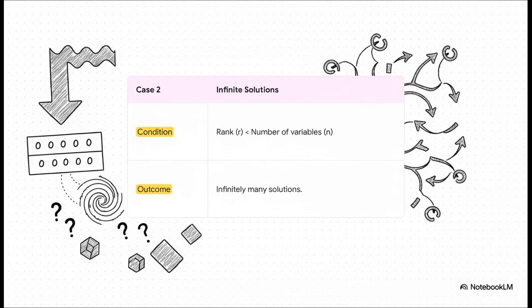What does that mean? It basically means one of your original equations was a copycat. It wasn't giving you any new information. So because we're missing a piece of the puzzle, we end up with what we call free variables. You can plug in almost anything for them, which means you have infinitely many solutions.